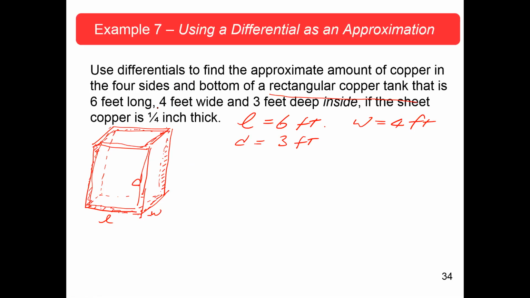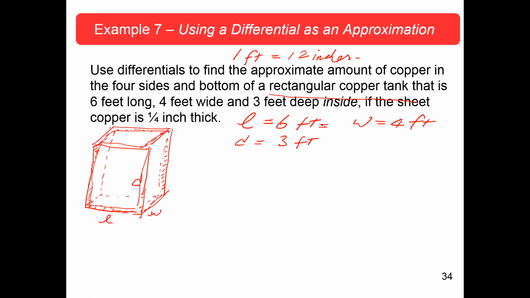And the copper is 1/4 inch thick. So first of all, you notice that there are different units, feet and inches. Let's convert feet into inches so we have a consistent unit. For example, 6 feet is how many inches? 1 foot is 12 inches.